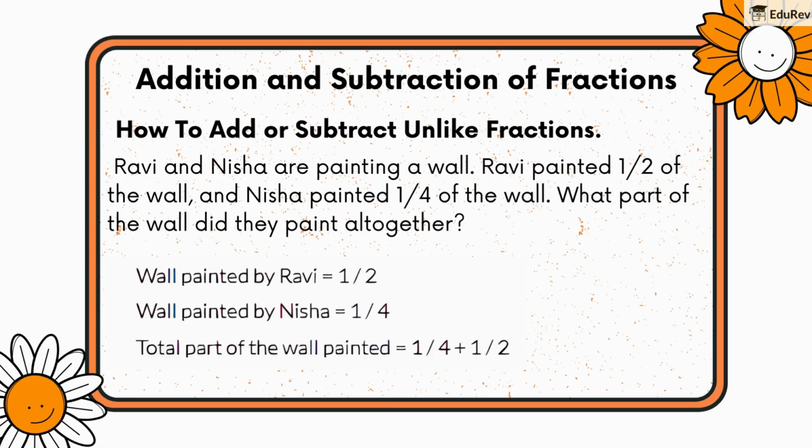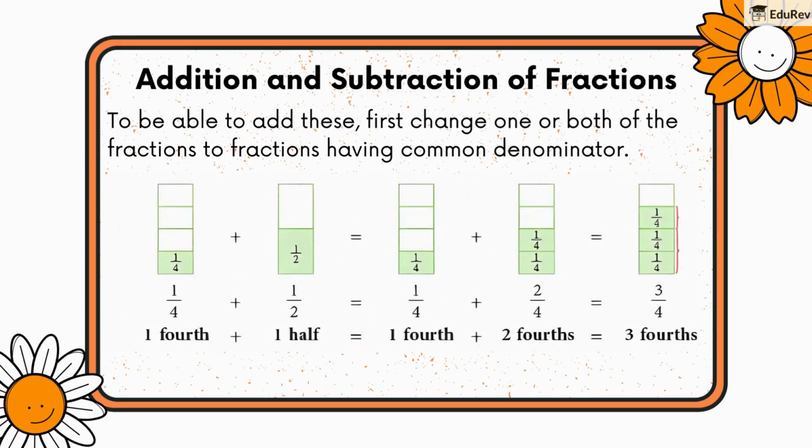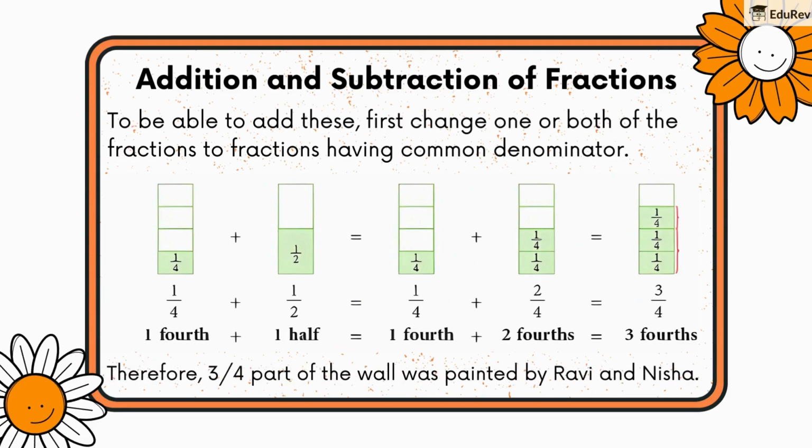So, total part of the wall painted is equal to 1/4 plus 1/2. To add these, first change one or both of the fractions to fractions having a common denominator. Here, 1/2 can be written as 2/4. Now, 1/4 and 2/4 are like fractions. Adding these two, we will get 3/4 by the same rule we used to add like fractions. Therefore, 3/4 part of the wall was painted by Ravi and Nisha.